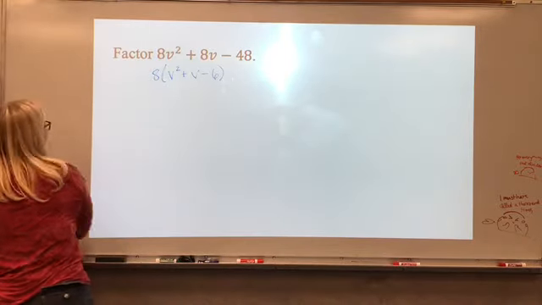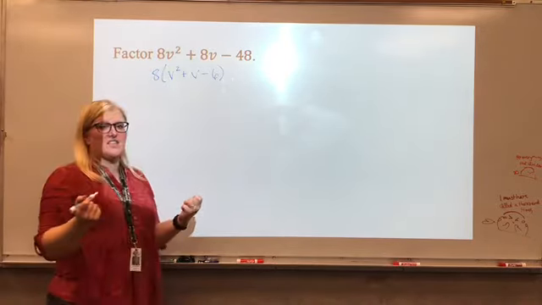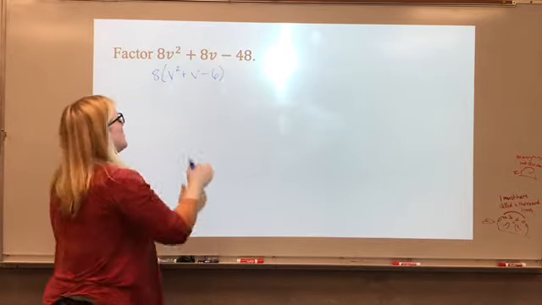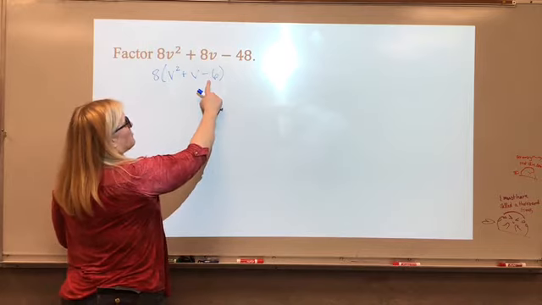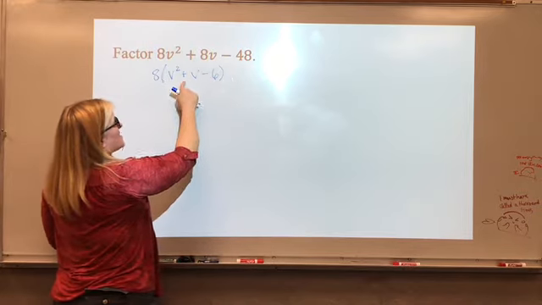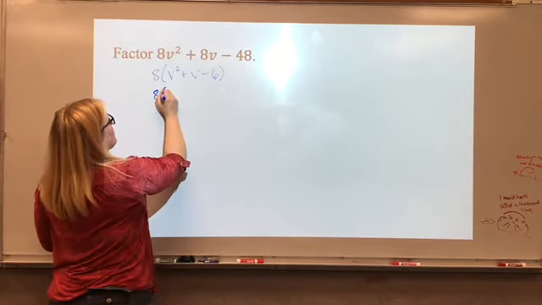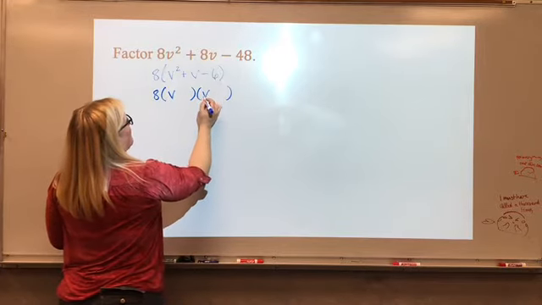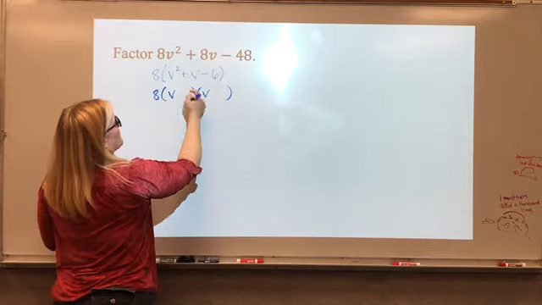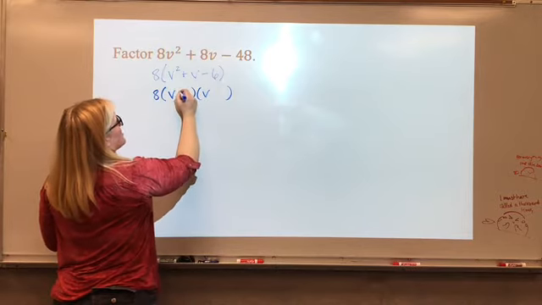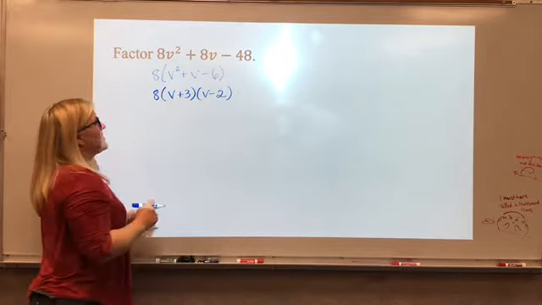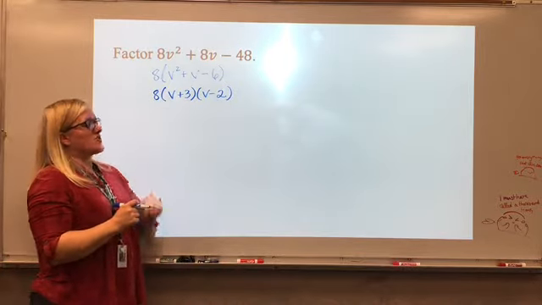Now it sure makes this thing a whole heck of a lot easier to factor. So what multiplies to give me negative 6 and adds to give me 1? Well, it's v, we do our v's, and then we've got 2 and 3, and the bigger one is the 3. So this is this one factored.